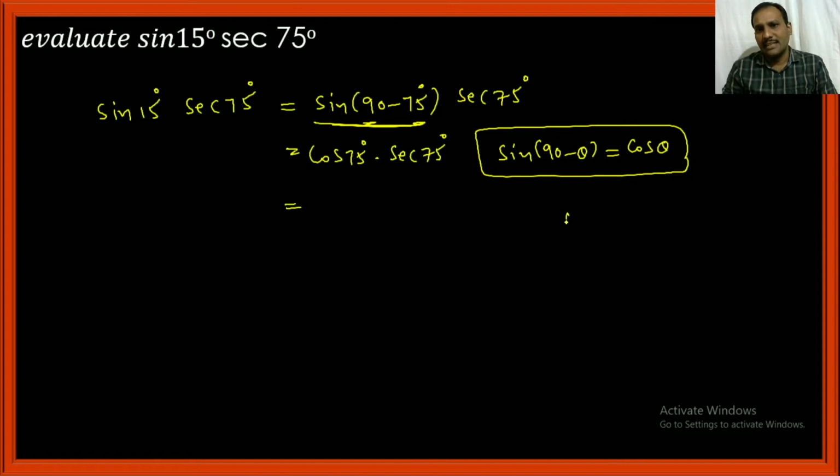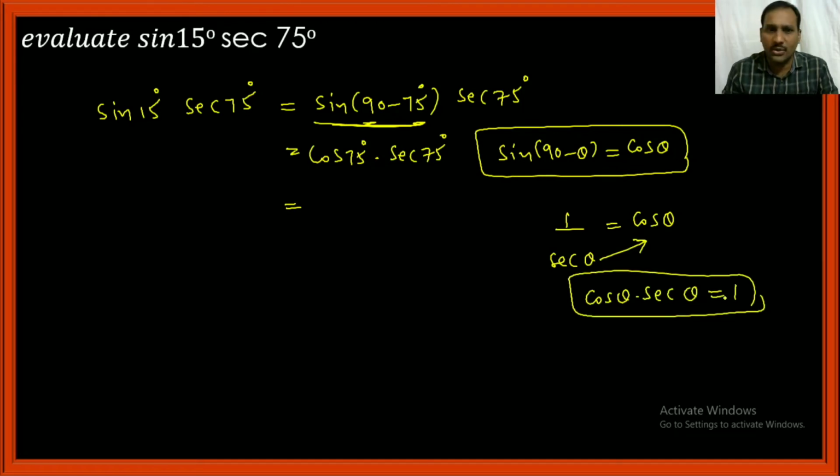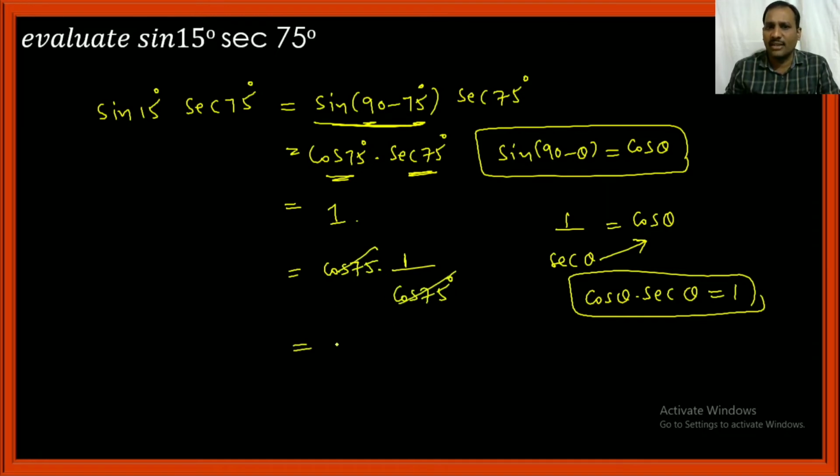And we know that secant and cosine are reciprocals. So when you multiply these two, cos theta into secant theta is equal to 1. The product of reciprocals is 1. You know that. So cos 75 into secant 75 is 1. And if you want more clarity on this, write cos 75 as it is and secant 75 as 1 by cos 75. So cos 75 cancels and anyhow the answer is 1. So this is an alternate explanation. Okay, next.